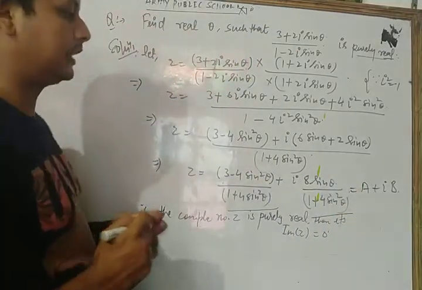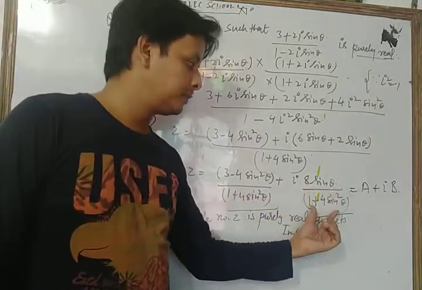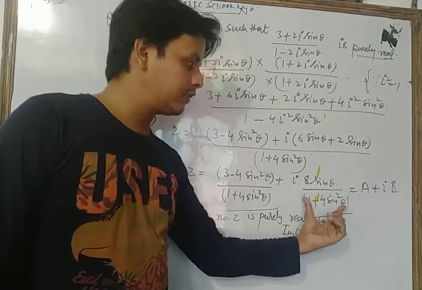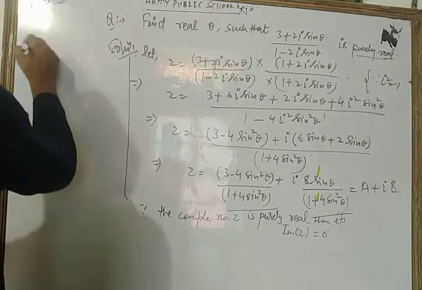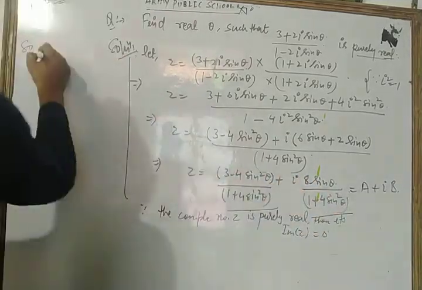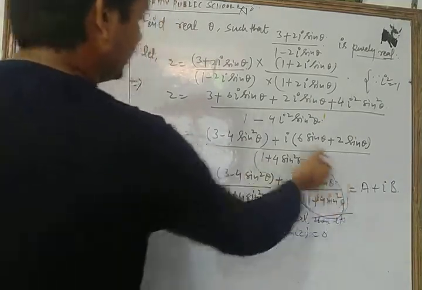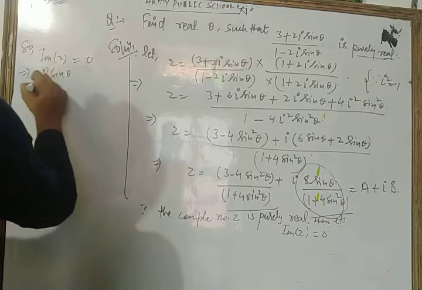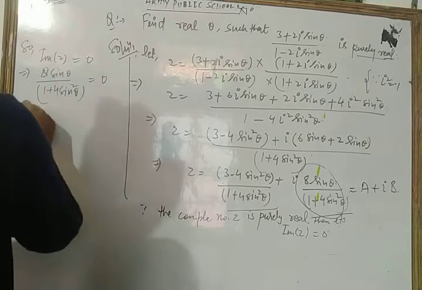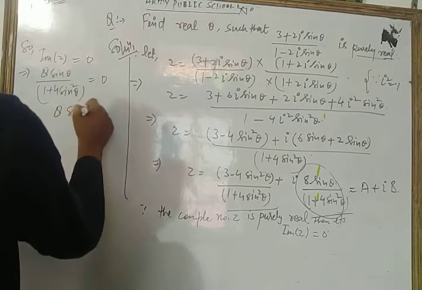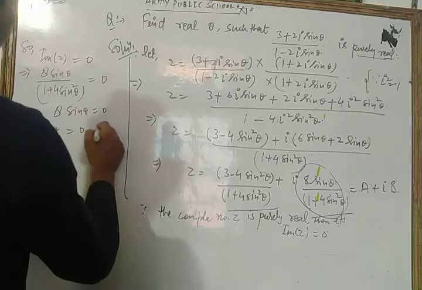Now let's see here, the imaginary part of that complex number is 8 sin theta upon 1 plus 4 sin square theta, so this value becomes 0. That is, this is our imaginary part, 8 sin theta upon 1 plus 4 sin square theta, and it must be equal to 0. So we have 8 sin theta equal to 0, so sin theta is equal to 0, which is the value of sin 0.